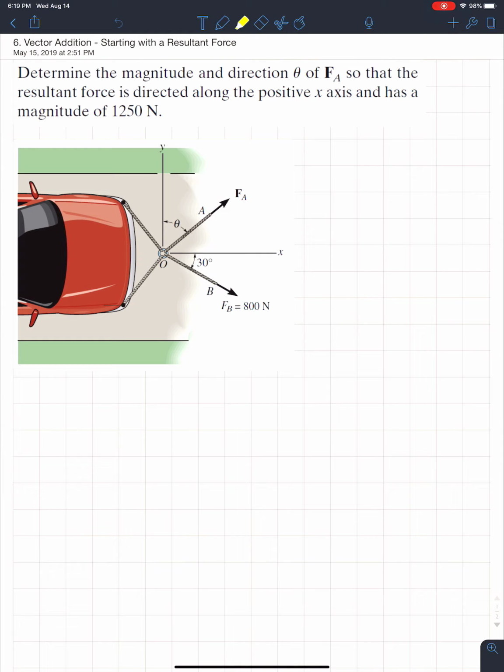Alrighty, so looking at this example, it wants us to determine the magnitude and direction theta of FA so that the resultant force is directed along the positive x-axis and has a magnitude of 1250. So again, as I was saying, instead of finding the resultant force in this one, we're going to have the resultant force and slowly work our way back.